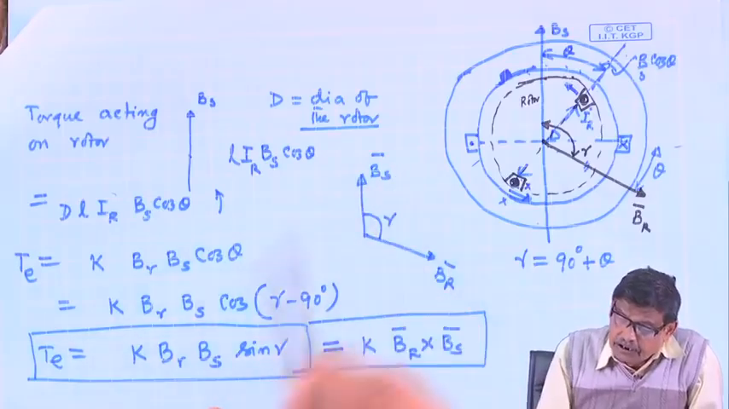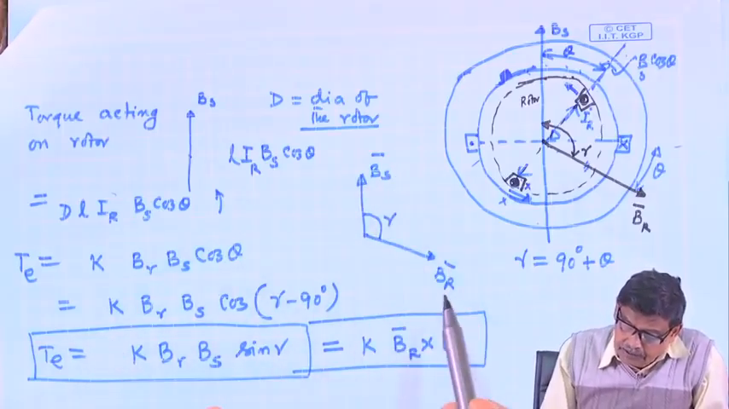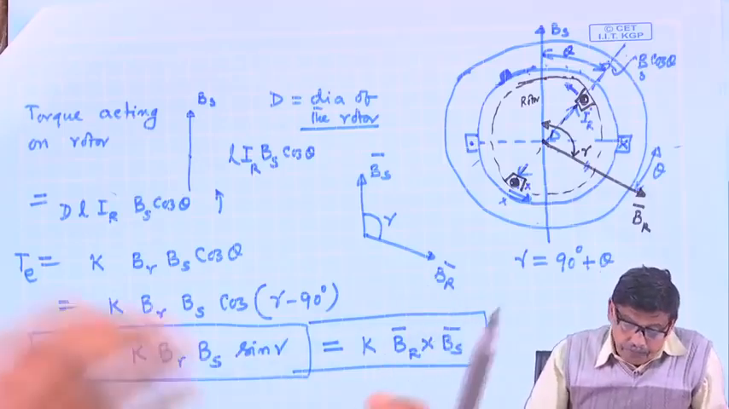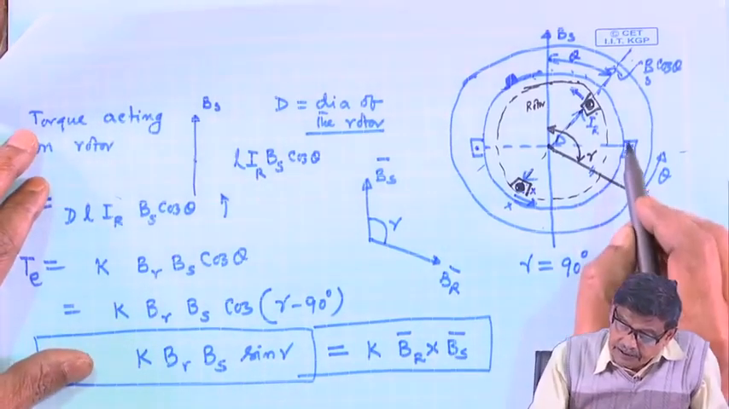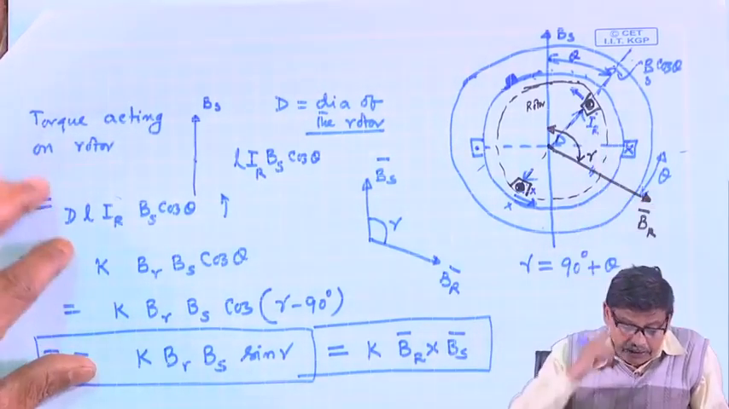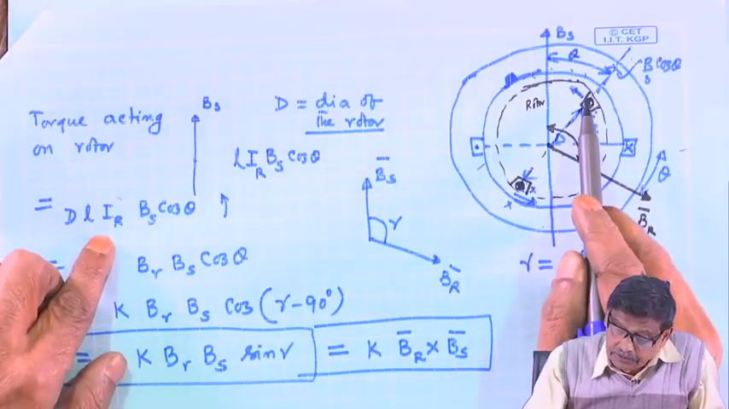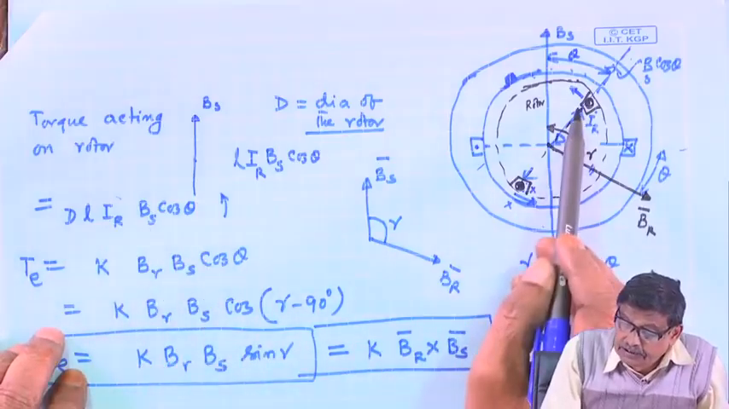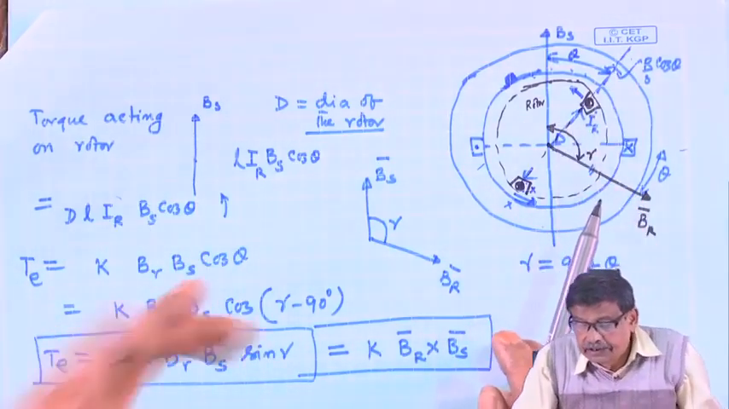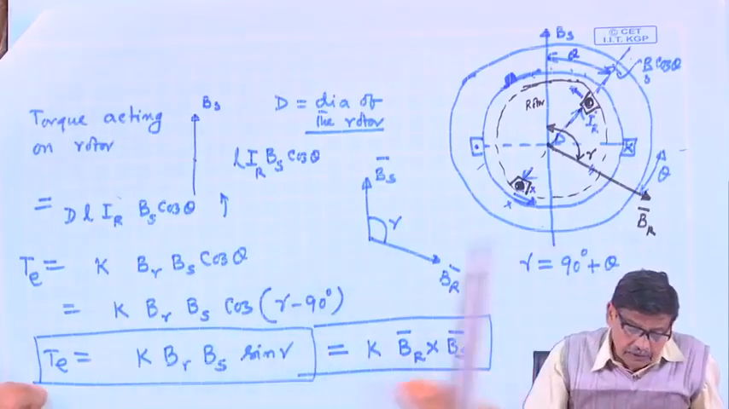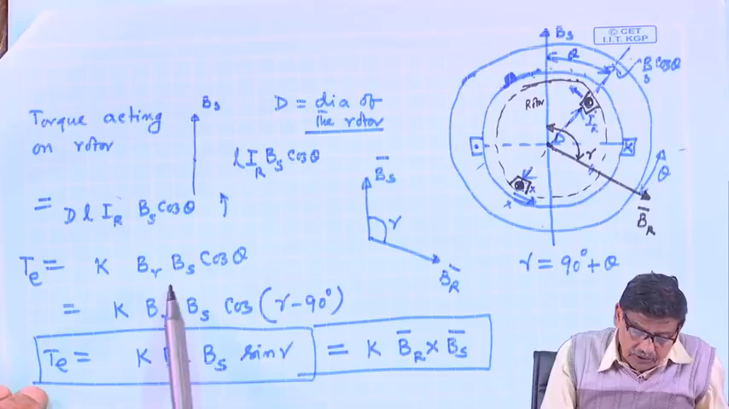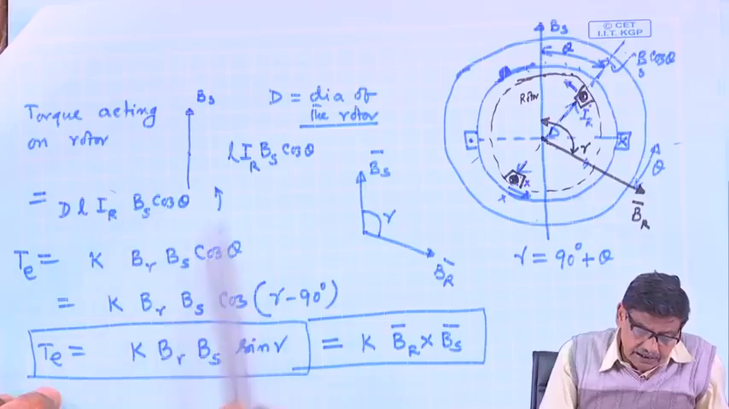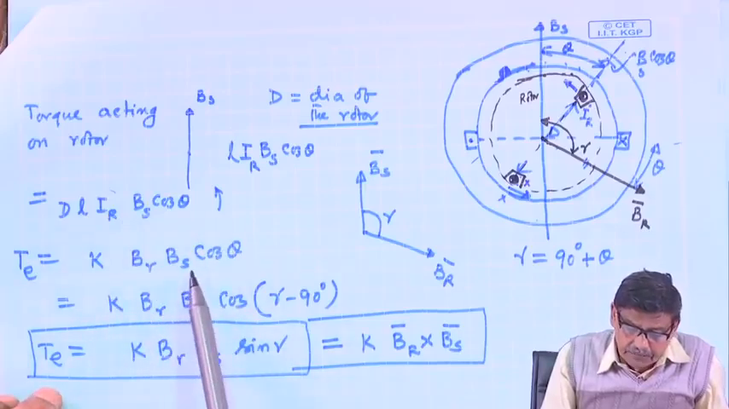So, B s is sinusoidally distributed and B r is also sinusoidally distributed. Let us assume that. Under this condition, suppose the current on the rotor is I r. Then the torque on these individual conductors we calculated, which is d l I r B s cos theta, the value of B here, and the direction I found out by the left hand rule on both the conductors. Then the torque, or the couple, will be multiplied by d, and it can be written as k B r B s cos theta.